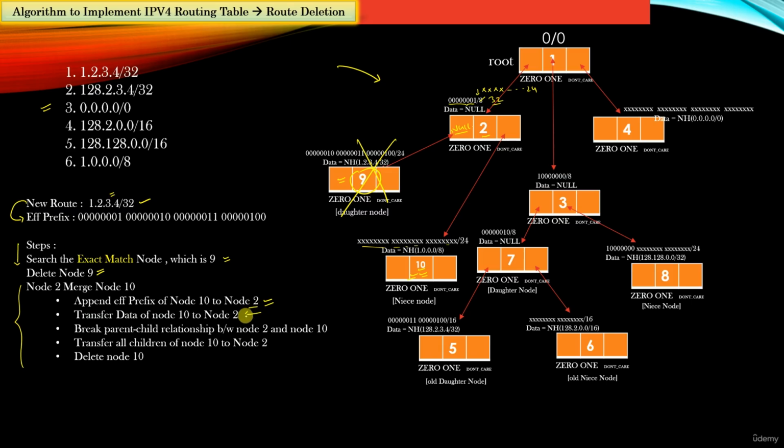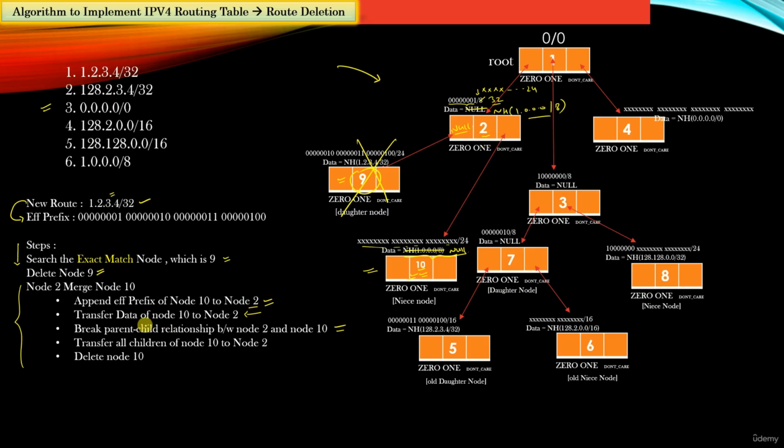Then the second step is to transfer the data of node 10 to node 2. Here node 10 has the data which is the next hop of 1.0.0.0/8, that is, a pointer to some object in memory which represents the next hop. So simply transfer this data to the parent, which is node 2. The data part of node 2 would become the next hop 1.0.0.0/8. That is, the next hop of the route 1.0.0.0/8 has been moved from node 10 to node 2.